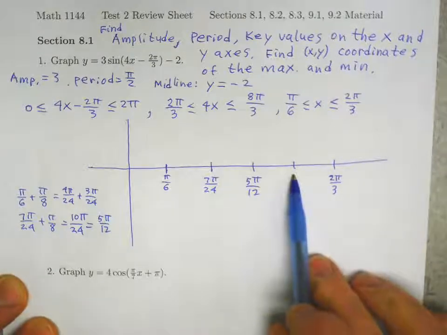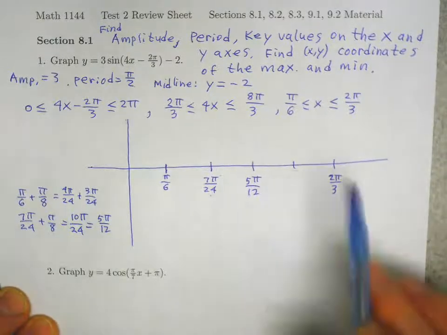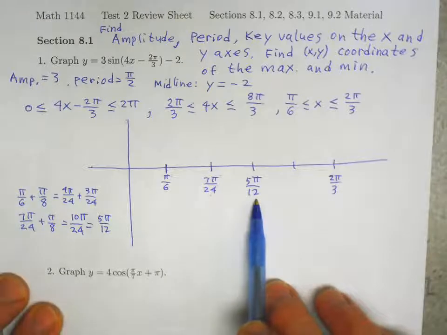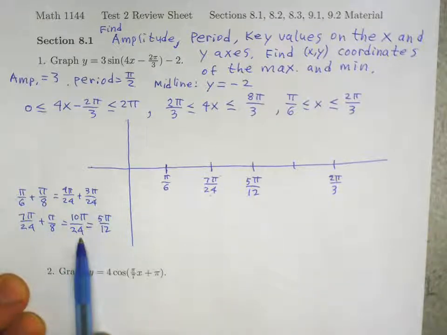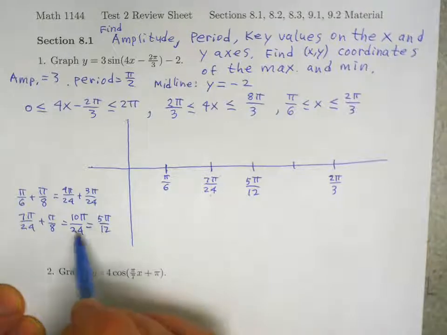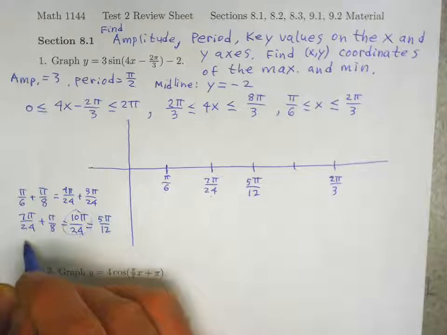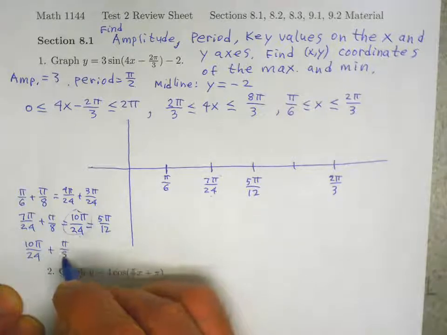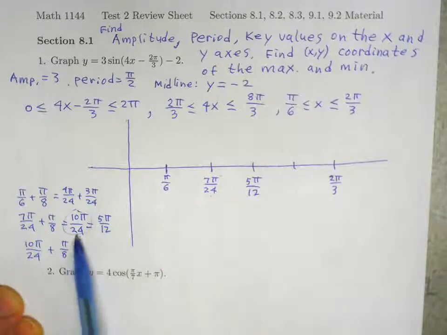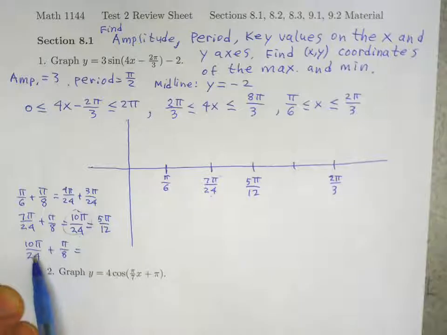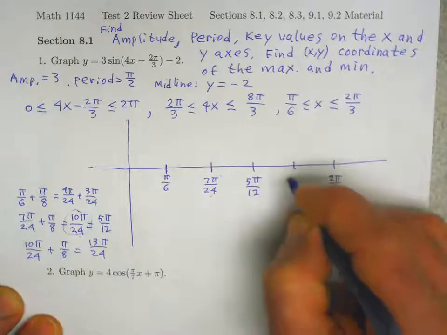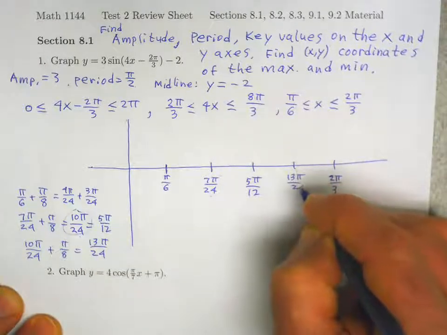And then to find the x coordinate for this point, we can add pi over 8 to 5 pi over 12, or add it to 10 pi over 24. I'll use 10 pi over 24, before we reduced it, because we're going to have to change it back anyway. So 10 pi over 24 plus pi over 8. Pi over 8 is 3 pi over 24. When we add that to 10 pi over 24, we get 13 pi over 24. So this point is 13 pi over 24.